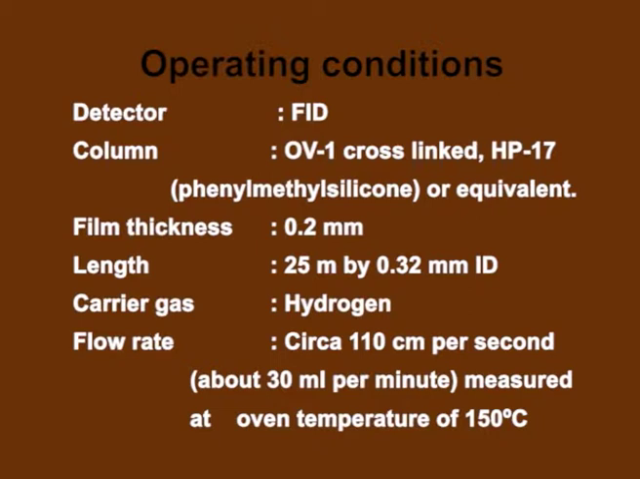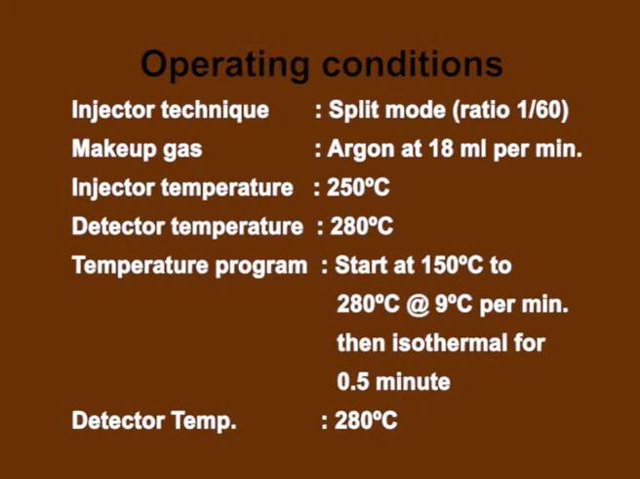Capillary column technique for heroin. Detector will be again flame ionization detector. Column will be OV1 cross-linked HP17 phenyl methyl silicone or equivalent column. The film thickness should be 0.2 mm, length 25 meter by 0.32 mm ID, carrier gas hydrogen. Flow rate will be around 110 cm per second, about 30 ml per minute, measured at oven temperature of 150 degrees centigrade.